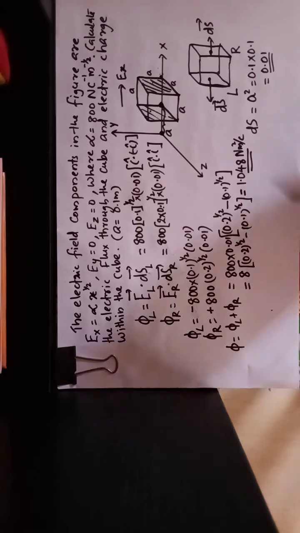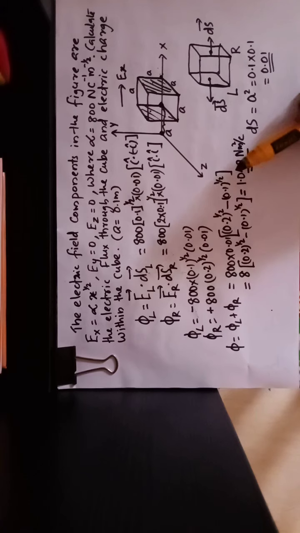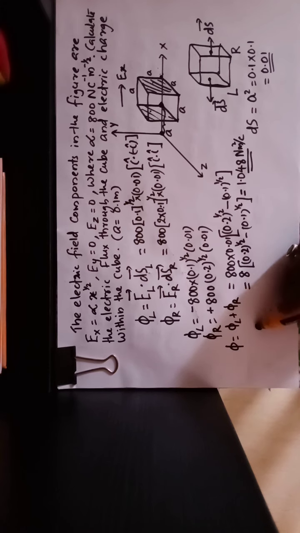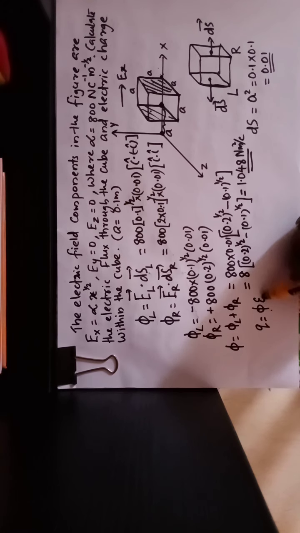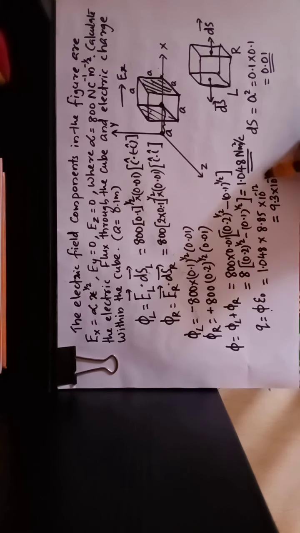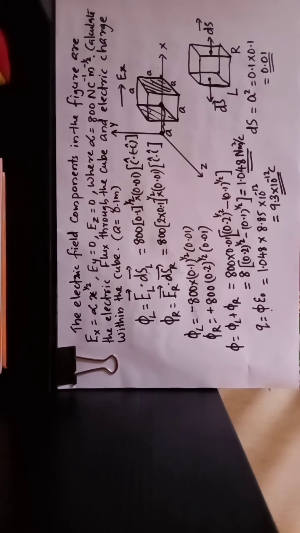Now we have one more calculation. We need to find the total charge within the cube, because charge will be producing electric flux. Okay, so by Gauss's law, if this is the total flux coming out of a closed surface, what is charge enclosed? Charge is equal to total flux into epsilon 0. This is total flux, 1.048 into, what is epsilon 0? 8.85 into 10 raised to minus 12. So when you calculate this, you will get 9.3 into 10 raised to minus 12 coulomb. This is the total charge corresponding to this flux. So the calculation is over.